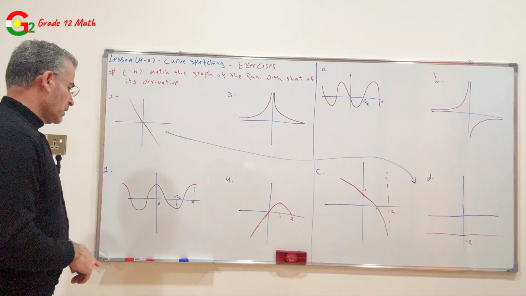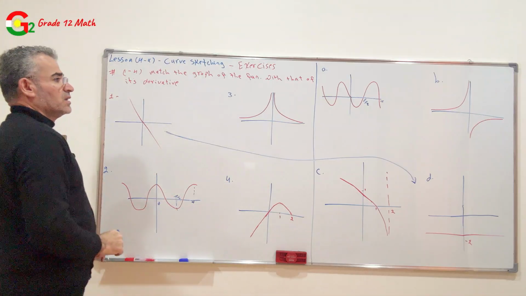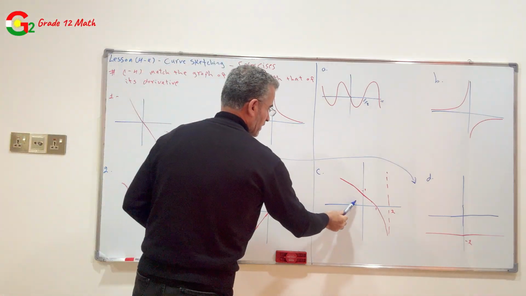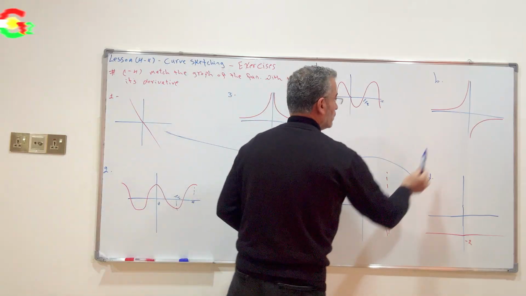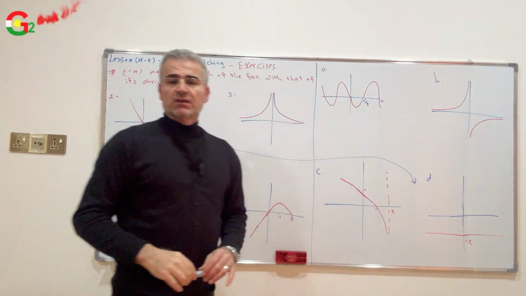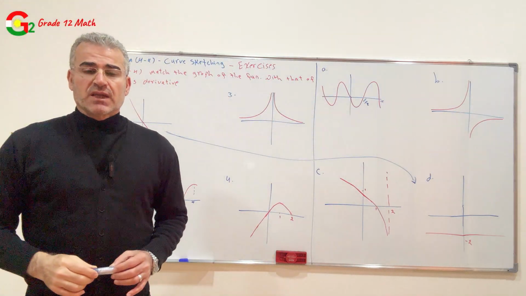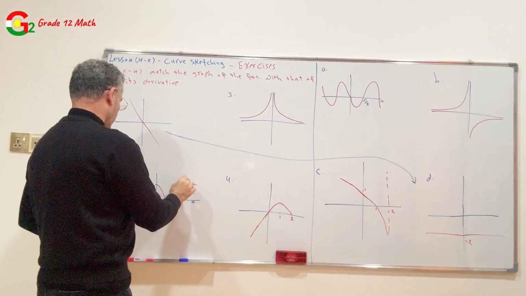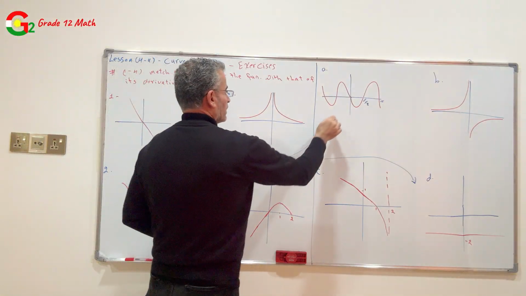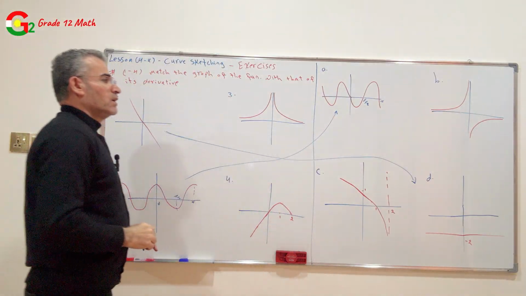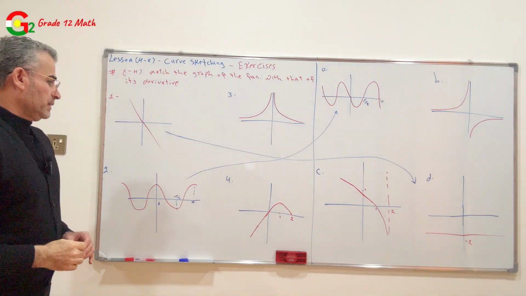Also, as you see, the domain of this function is R, but the domain of this other function is from negative infinity to 2. The domain of this function is R except 0. Therefore, the derivative of this function is A.